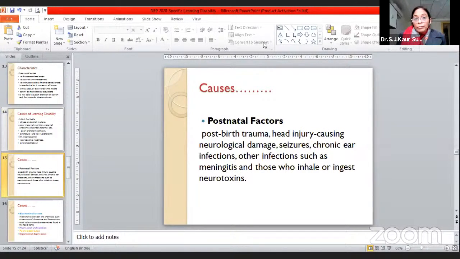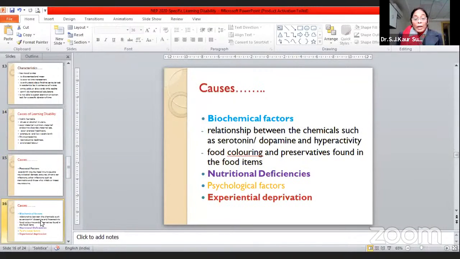And then the other cause is biochemical factors. Chemicals play an important role because they have a direct impact on the brain. Researchers believe that there is a relationship between chemicals such as serotonin, dopamine, and hyperactivity. And please remember, hyperactivity is closely associated with learning disability. It is also believed that food coloring and preservatives found in food items cause attention problems.